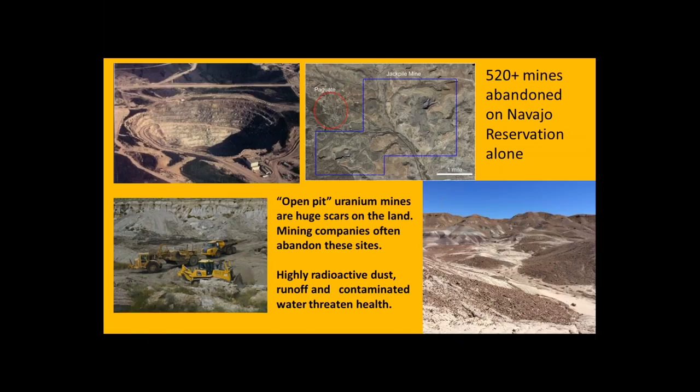Uranium is the beginning of the nuclear fuel chain. Uranium is mined out of the ground, and has been mined for decades. There are 520 abandoned uranium mines on Navajo land out west, and these are open pit uranium mines, leaving huge scars on the land. Mining companies often abandon these sites. Radioactive dust and water threaten health.